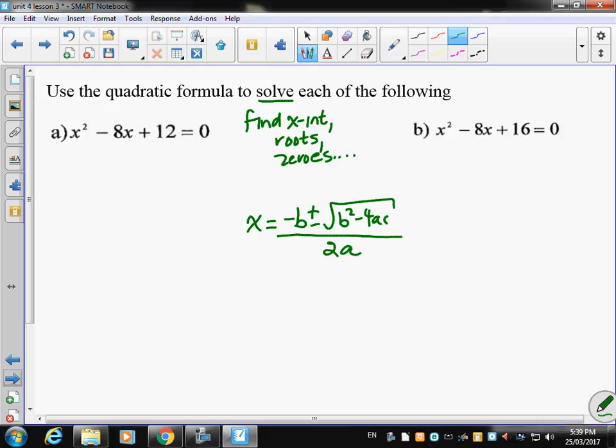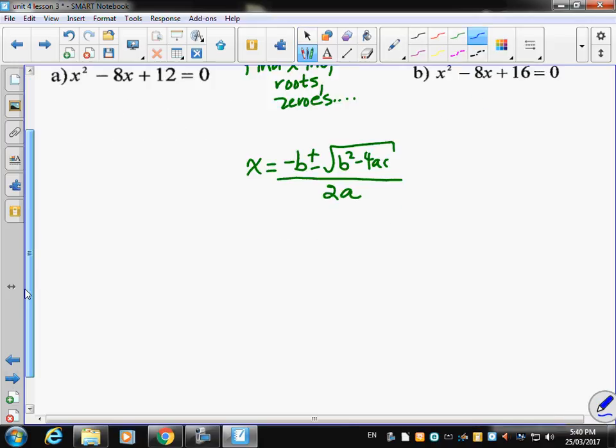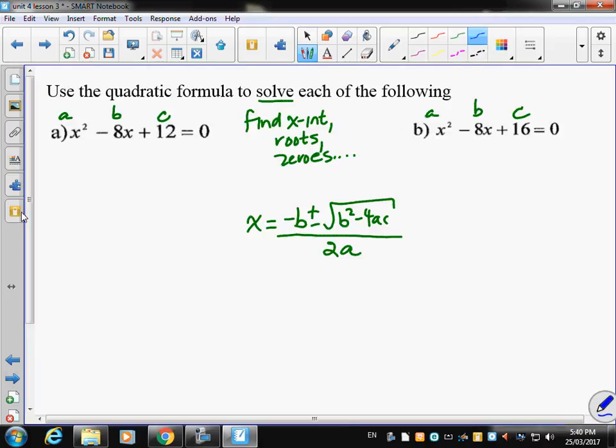If your parabola is in standard form and you have an a value in front of the x squared term, a b value in front of the x term, and c value in front of the numeric term. So for these ones on this page, my a, b, and c values are nicely in order, and my a value is invisible 1 in both cases. So let's determine what the x-intercepts are for these 2 particular parabolas. 3 parabolas. I wondered about that. Here we go.